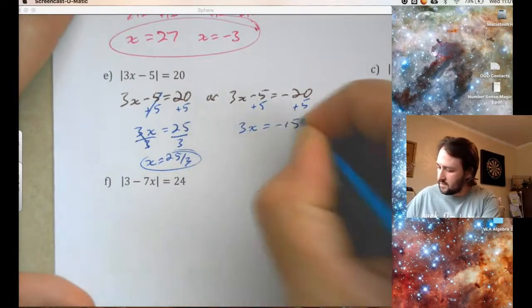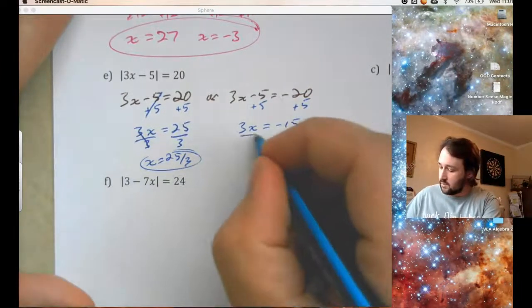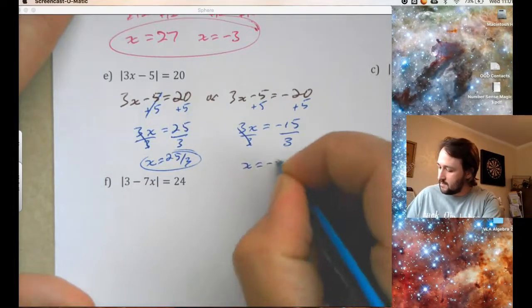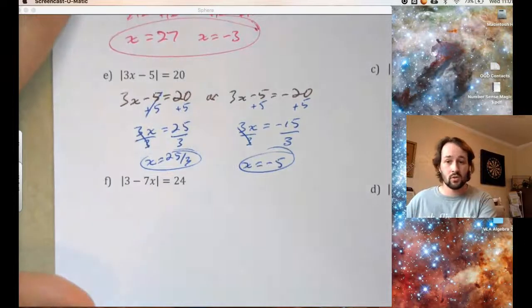So here I have negative 15, and then I'll divide by 3 to make that 1, and divide by 3. So x equals negative 5. There's my other solution. So again, 2 solutions.